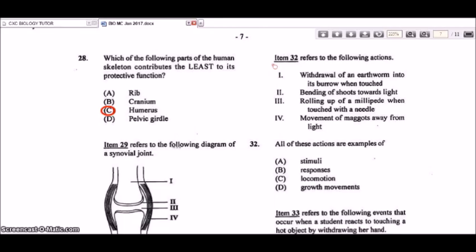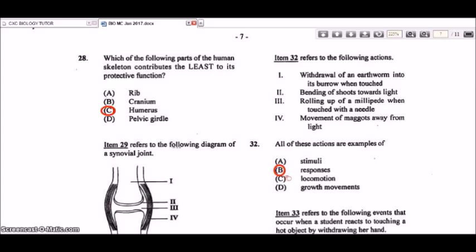Item 32 refers to the following actions. So we have withdrawal of an earthworm into its burrow when touched, bending of shoots towards light, rolling up of a millipede when touched with a needle, and movement of maggots away from the light. So all of these actions are examples of responses. So the organisms are responding to stimuli.